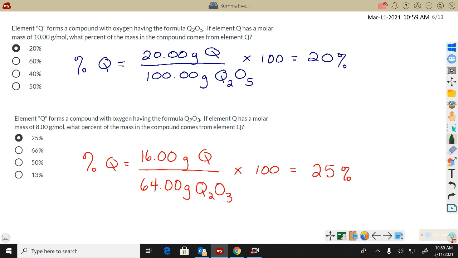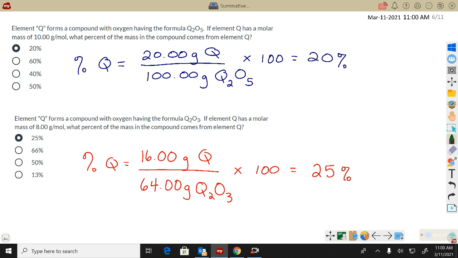Here you had element Q that forms 2 different compounds with oxygen. They gave you in each case the molar mass of element Q and asked for the percent mass coming from element Q. So we're doing percent composition, which is just the total mass of an element divided by total mass of the compound. And so I found the total mass of element Q.